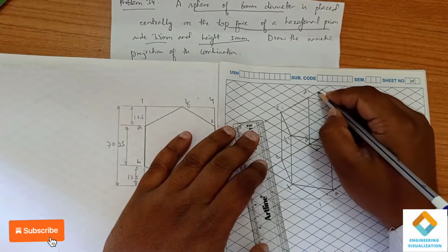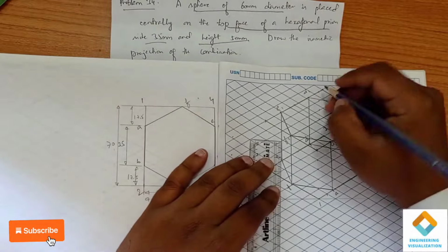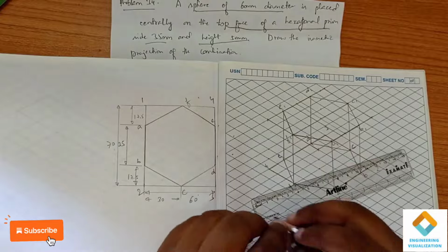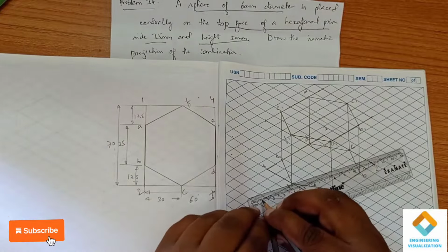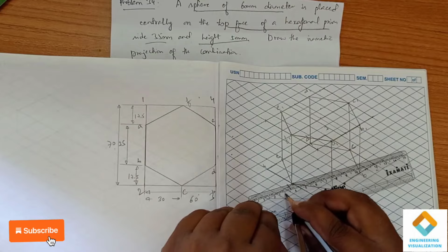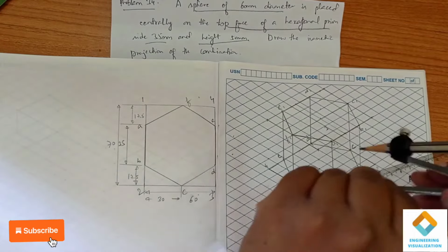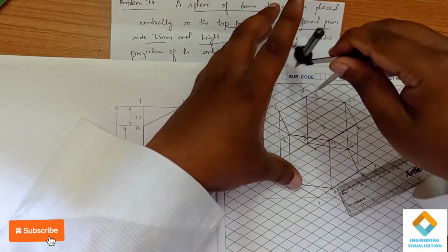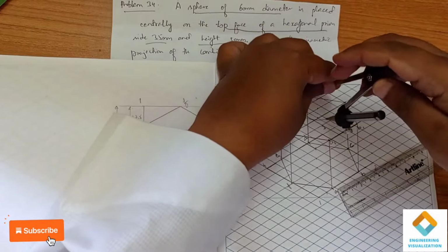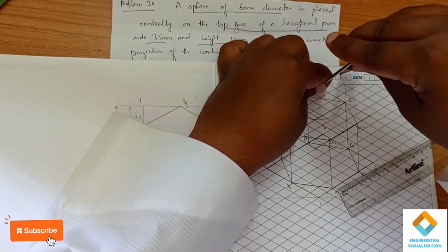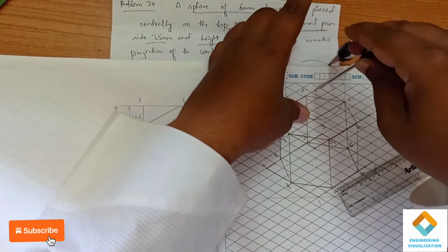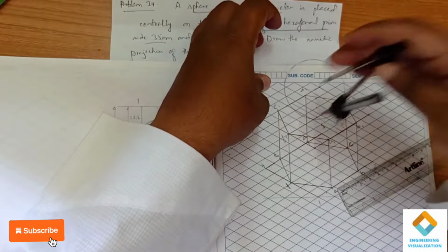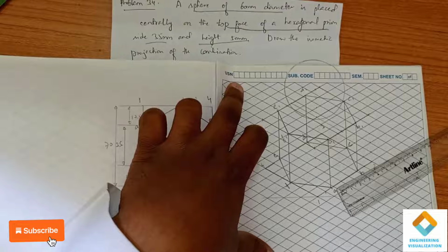1, 2, 3 here. From this point, taking the compass, measuring 30 mm actual. So we know that a sphere will be drawn with the actual dimension. So take 30. So from this end we draw a circle here. Okay, so it is nothing but a sphere. Okay, so this completes the problem.